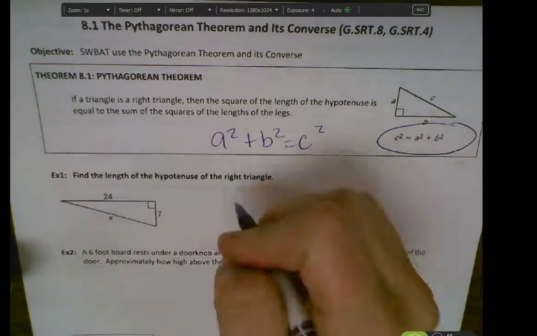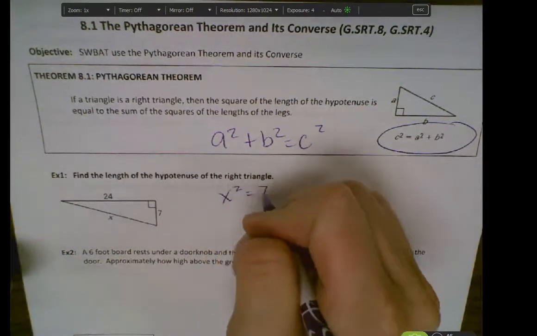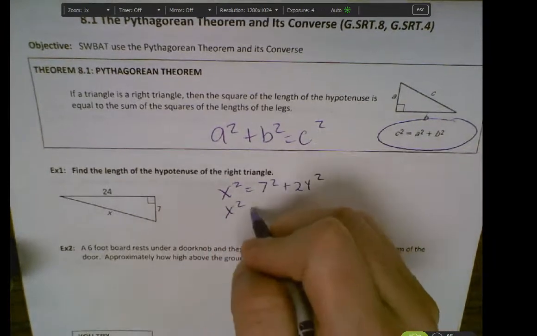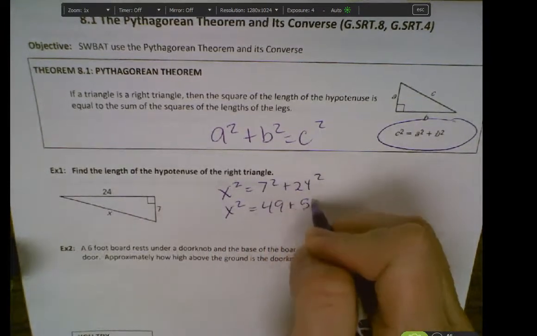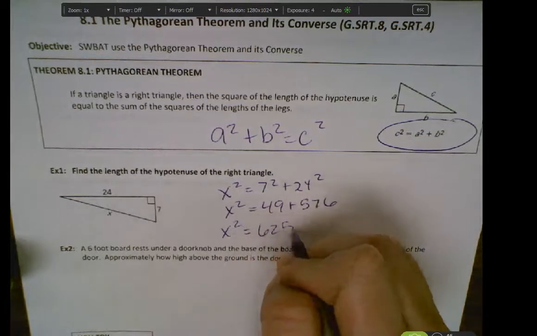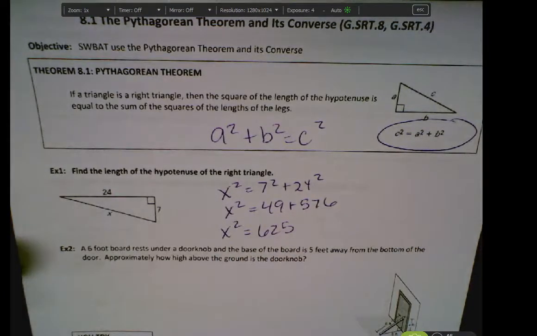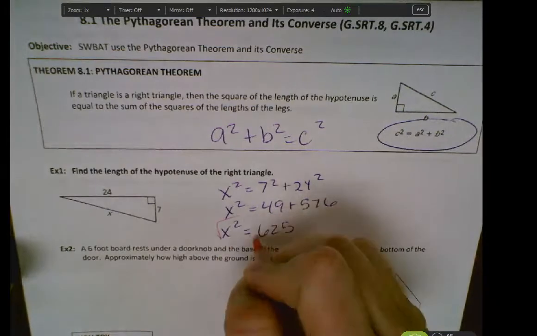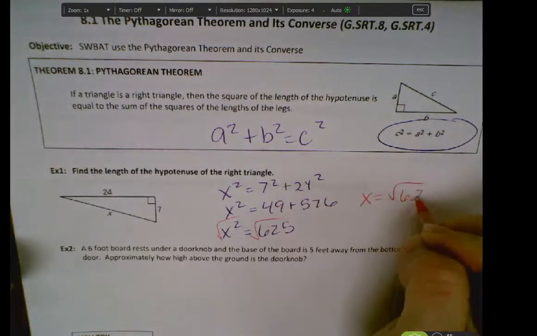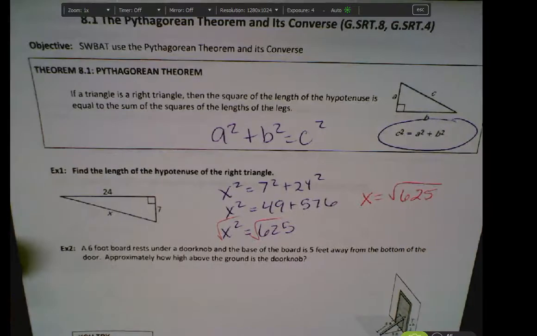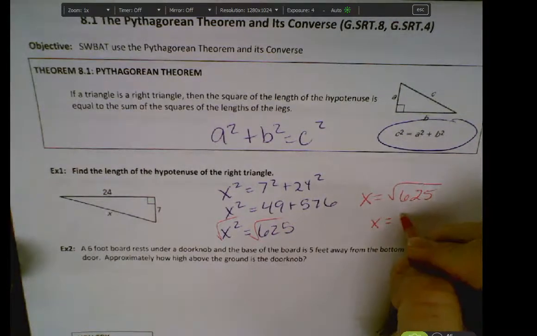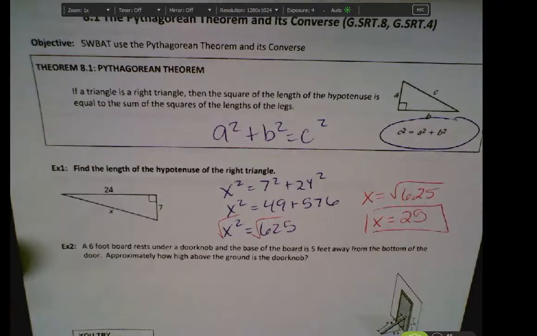We're solving for x. We all know how to do this. x squared equals 7 squared plus 24 squared. So x squared is going to equal 49 plus 576. So x squared equals 625. In order to get x by itself, we use the inverse operation, which is to take the square root. So x is equal to the square root of 625. Lucky for us, if we put that in our calculator, it is a perfect square: 25.